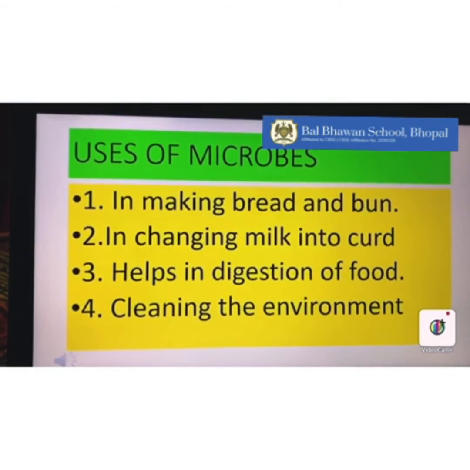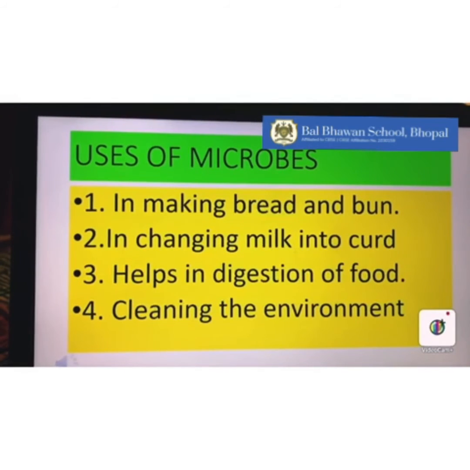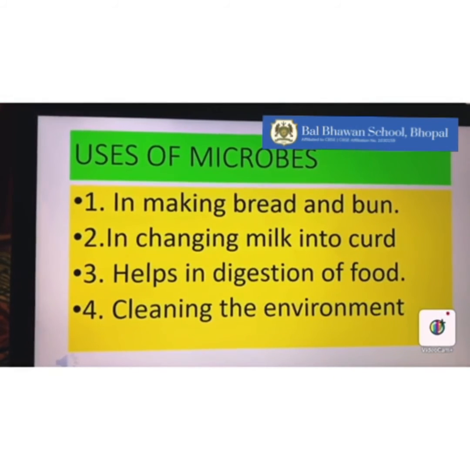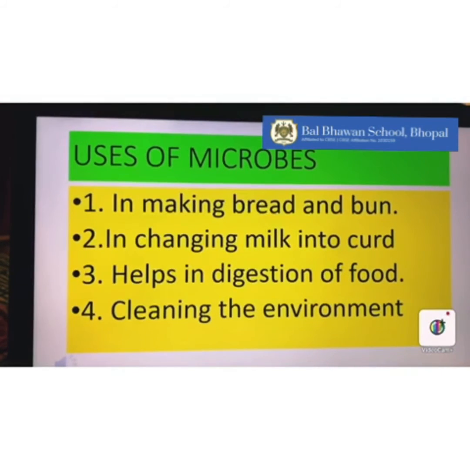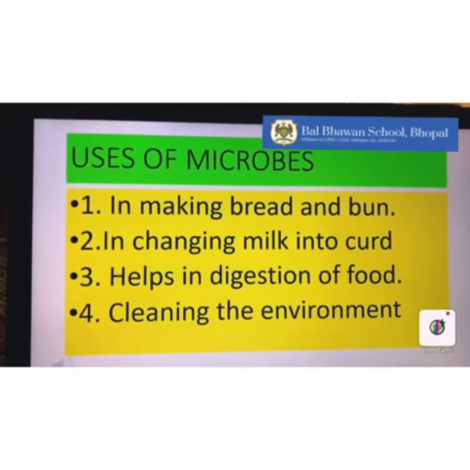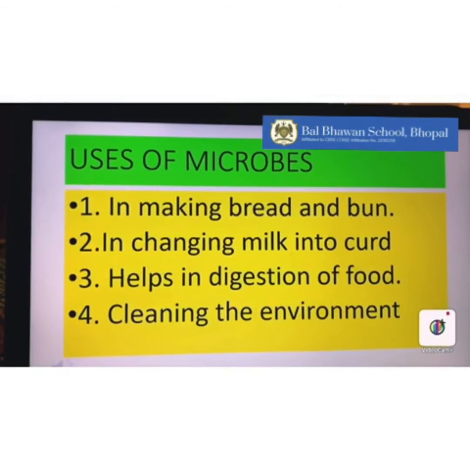They are used in making bread and bun. Your breads, cakes, buns, they are so fluffy, aren't they? So the microorganisms play a vital role in making them fluffy and spongy. In changing milk into curd, how is the curd formed? It is because of the action of microbes. Microbes also help in the digestion of food. There are certain good microorganisms in our gut that help us to digest our food.